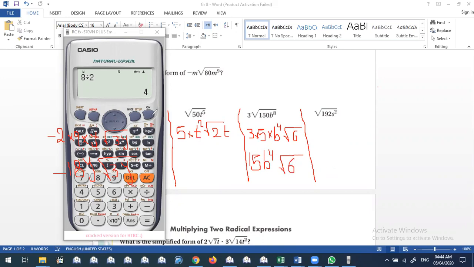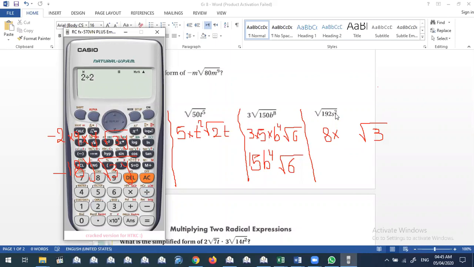The next one, here, we have square root 192 s power 2. First, find the square root of 192. It will be 8 square root 3, okay? Write 8 times, because we still have a letter, don't forget, write square root 3 inside. The letter now is to the power of 2. So we are going to make 2 divided by 2.